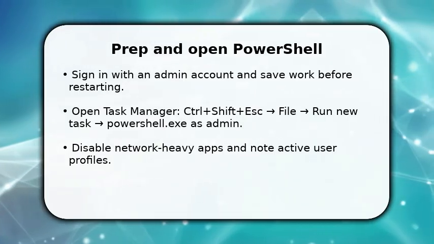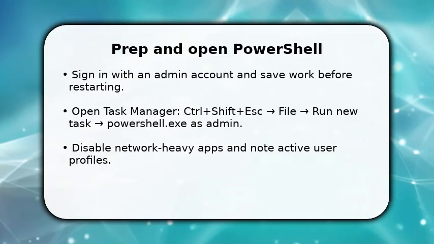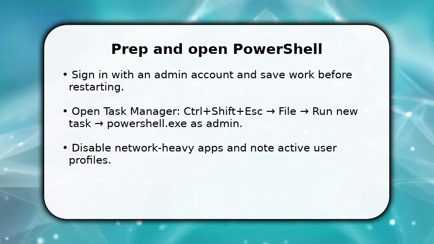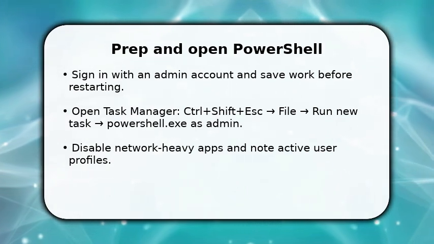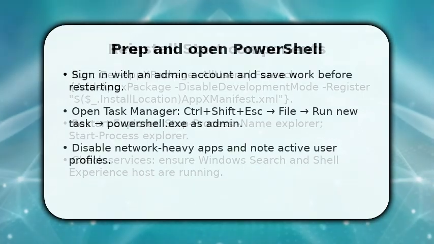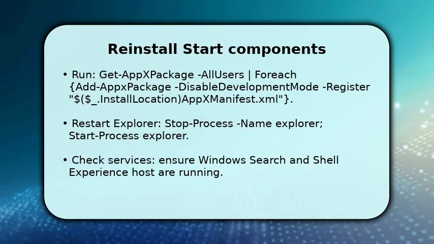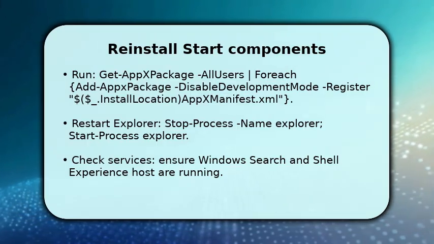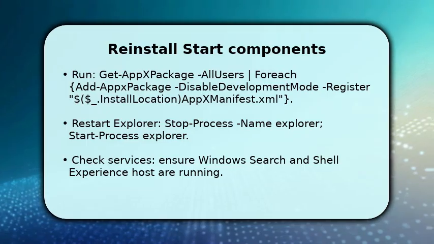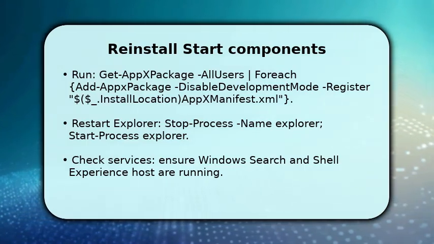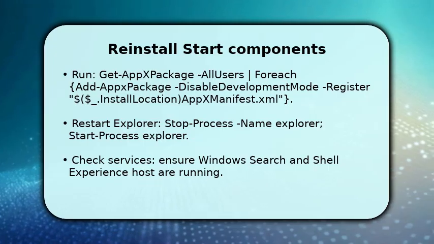You're preparing the environment and taking the first actionable step right now, launching PowerShell elevated, so the repair commands that follow can modify system packages and re-register the Start menu. You'll re-register Start menu packages to repair corrupted app manifests. Paste the long PowerShell command exactly and press enter. It re-registers all AppX packages for all users, which rebuilds Start menu links and live tile registrations.